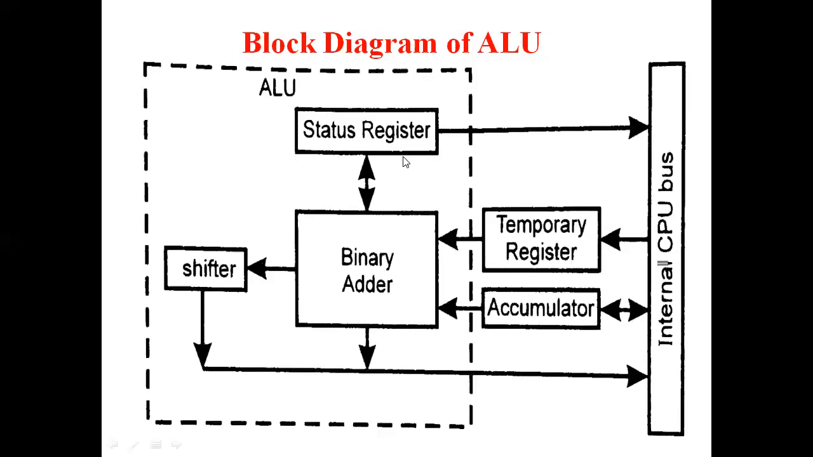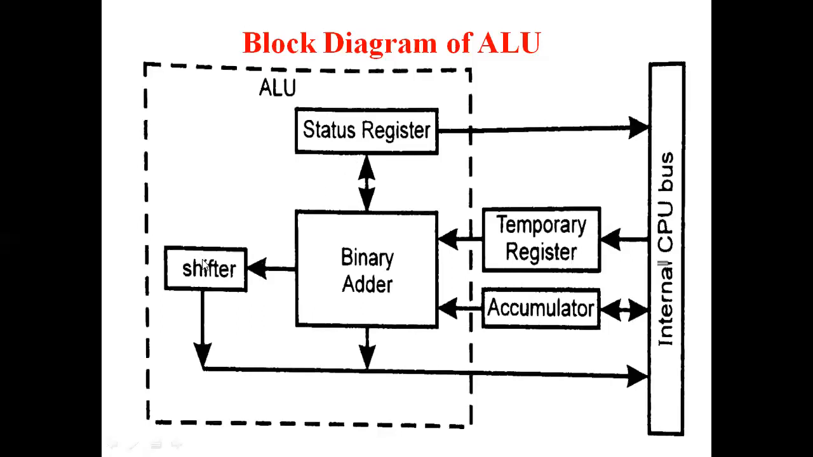Adders are also used in other parts of the processor, to calculate addresses. Next one, status register. It is a register that contains a group of individual flip-flops that can be set or reset based on the condition created by the last ALU operation. So it will be affected by the last ALU operation. Flags are set or reset depending upon the status register.